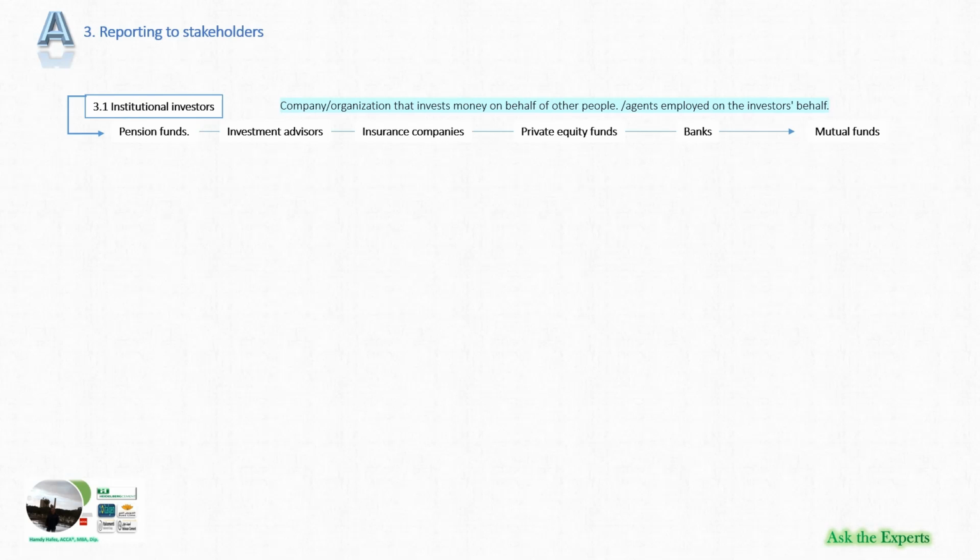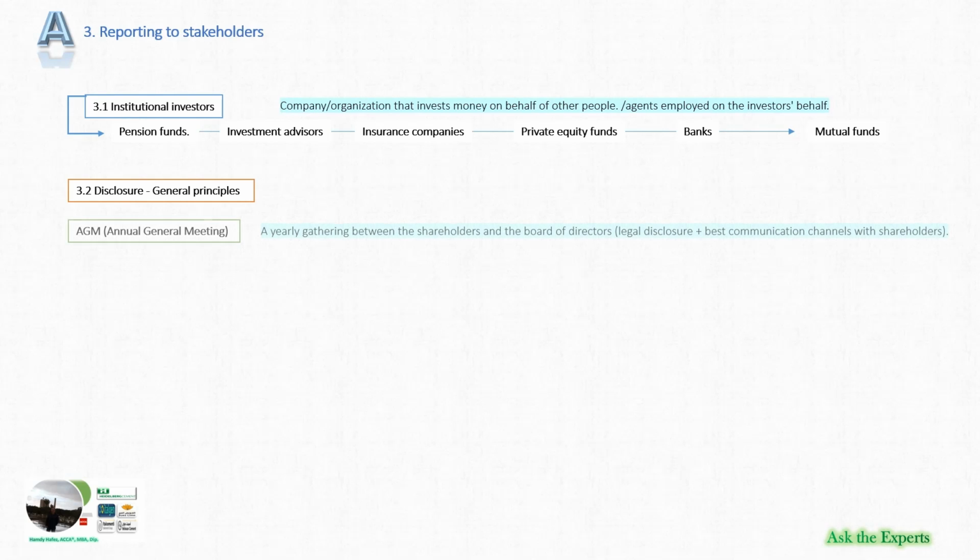What are the institutional investors? They are a company or organization that invests money on behalf of other people. Also, agents employed on the investor's behalf. Disclosure as general principles. Do you know what is the AGM, or the annual general meeting? It's a yearly gathering between the shareholders and the board of directors.